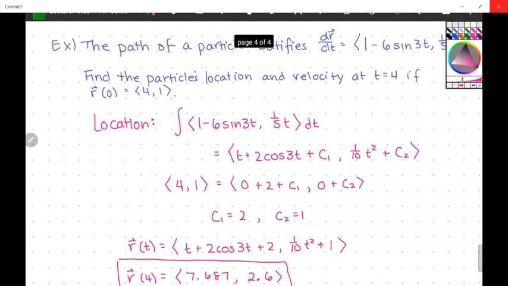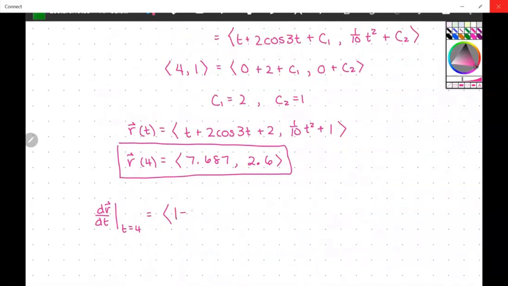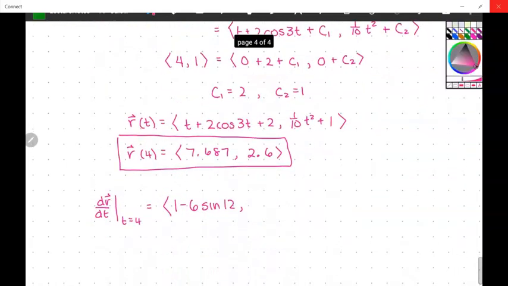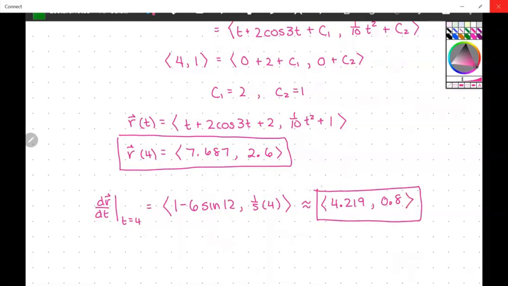What was it? 1 minus 6 sine 3t. So 1 minus 6 sine 12. And then 1/5 times 4. So about 4.219, 0.8. There's your velocity vector. Done. We're done. Any questions? Just kind of go with it. All right, then we're done.